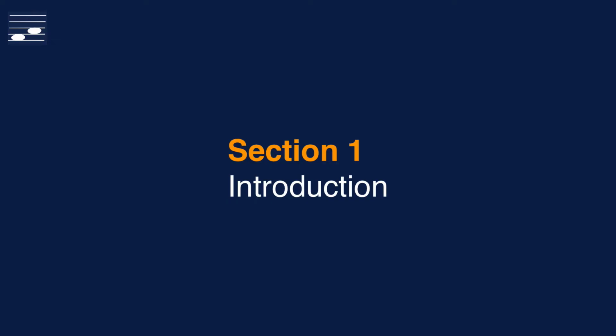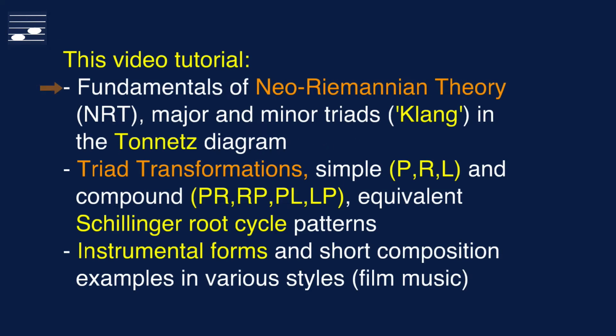This video is a practical introduction to Neo-Riemannian theory and the representation of major and minor triads, called Klang units, in the Tonnetz diagram. You will learn about both elementary, that is simple, and compound triad transformations. There is an analogy with root cycle patterns in the Schillinger system. I'll present all possible transformations and demonstrate their application in functional music with very short examples.